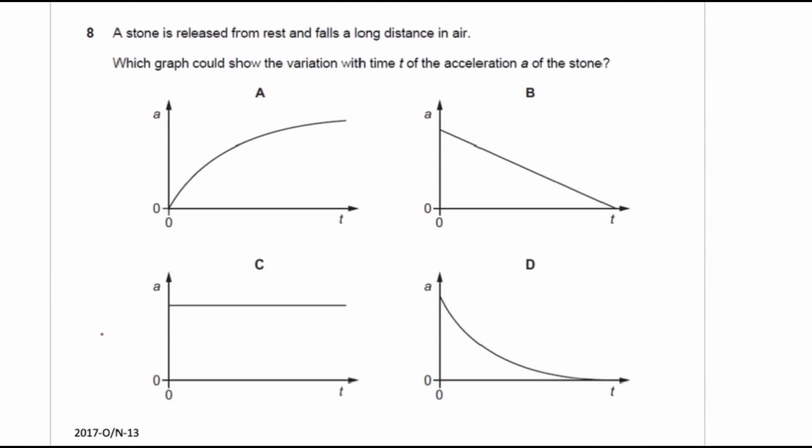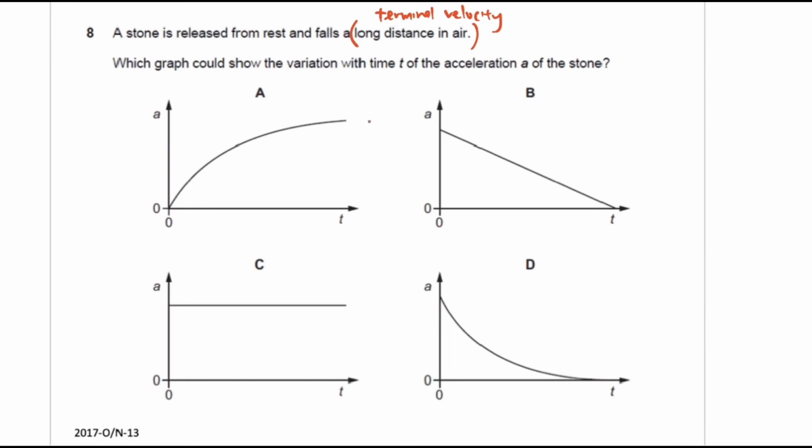So again, we discussed this also. A stone is released from rest and falls a long distance in air. When they say a long distance in air, they expect you to know that it reaches terminal velocity. Terminal velocity happens after a while. Which graph could show the variations with time t of the acceleration a of the stone?